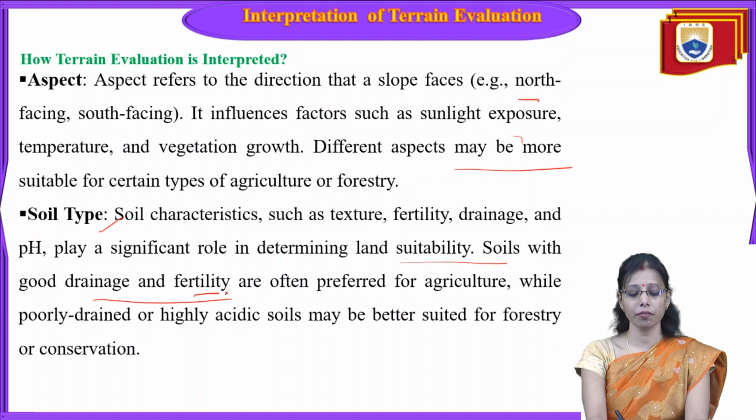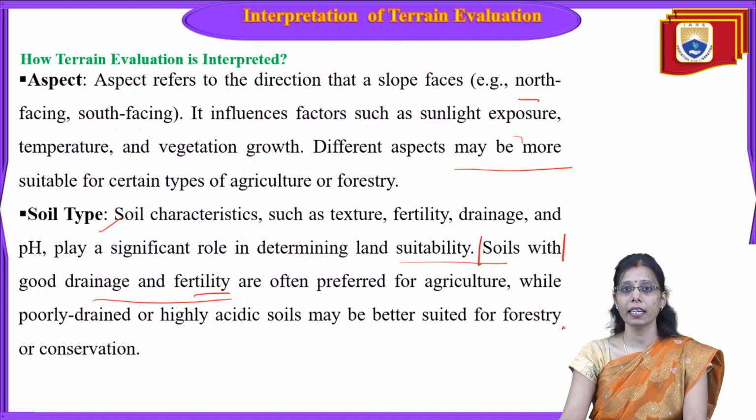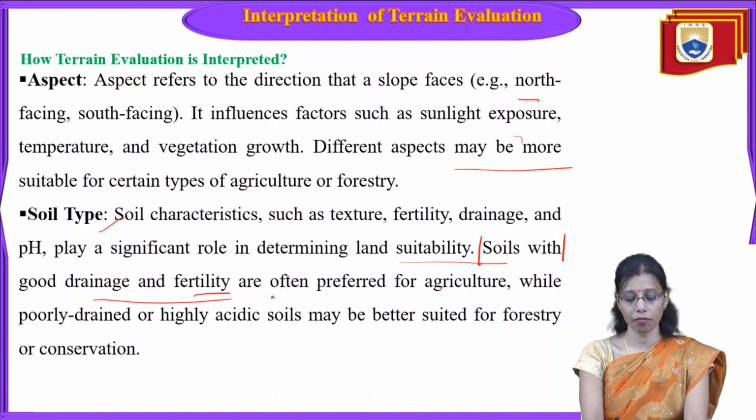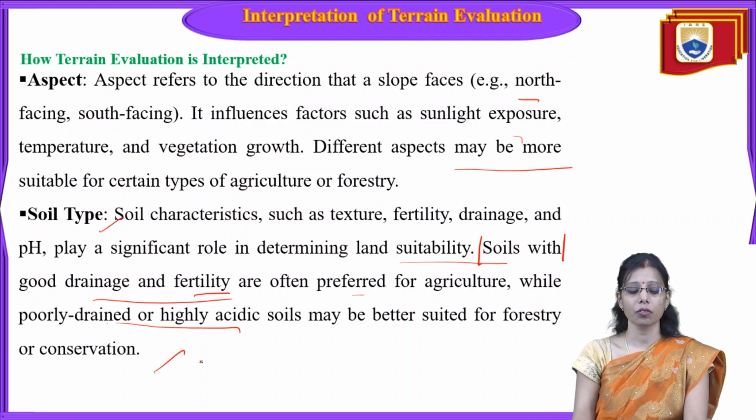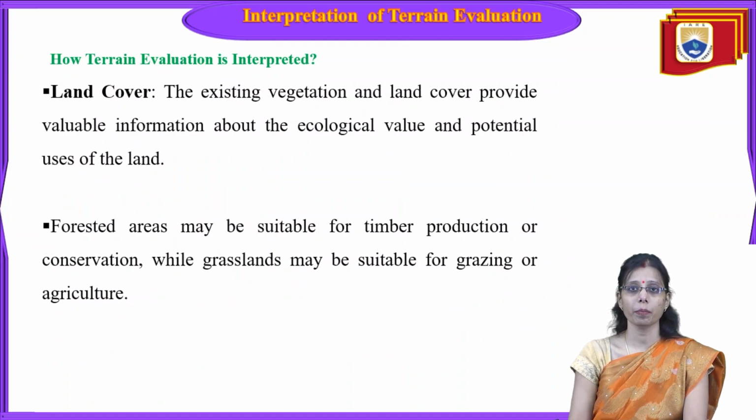With the drainage and fertility. So when we are preferring for agriculture, when you're going with the terrain evaluation, we have to consider this factor: soils should have good drainage and fertility. These are only preferred for agriculture, while poorly drained or highly acidic soils may be better suited for forestry or conservation. So this is how, based on all these factors, we can evaluate the terrain and come to a conclusion that this terrain is suitable for what purpose, right?